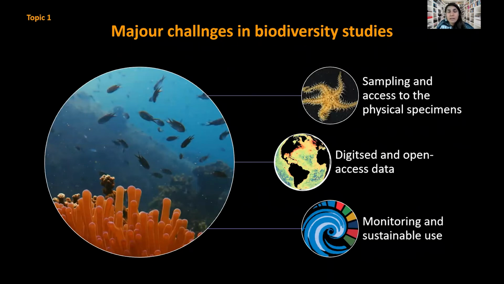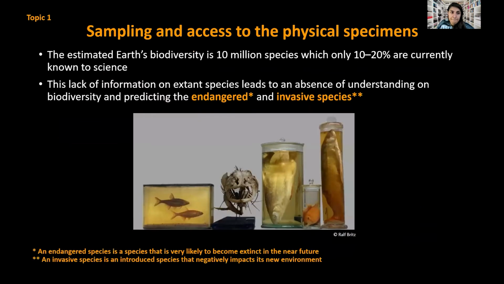Major challenges in studying and understanding marine diversity can be simplified in 3 groups, including sampling and access to the physical specimens, digitized and open access data, and monitoring and sustainable use. The estimated Earth biodiversity is 10 million species, of which only 10 to 20% are currently known to science, and the rest still lacks a scientific name, a description, and basic knowledge on their biology. This lack of information leads to an absence of understanding of biodiversity and of predicting endangered or threatened species. Invasion of long-established ecosystems by species is a natural phenomenon. However, human-facilitated introductions have greatly increased the rate, scale, and geographic range of the invasions. If there are no data to track these changes, there will be no chance to prevent and stop biodiversity loss. And this can finally affect human well-being and the health of our planet.